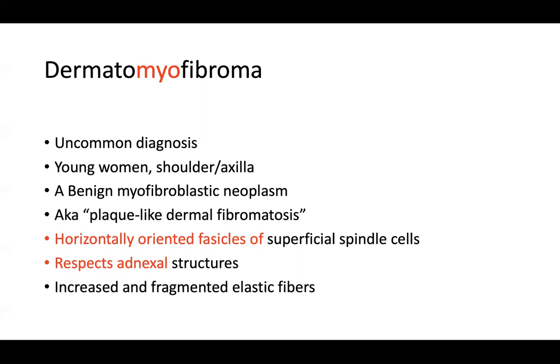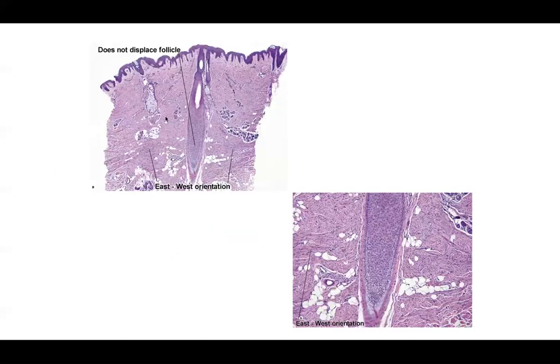So when I was first taught about this entity, the faculty member that was teaching me about it made sure that we all understood that this seems to wrap around the hair follicles. So if you think you're looking at a dermatomyofibroma, it just kind of seems like it goes to the hair follicle and then it just stops right at the hair follicle, goes around it, and then continues again. So it does not displace the follicle. I find that very helpful.